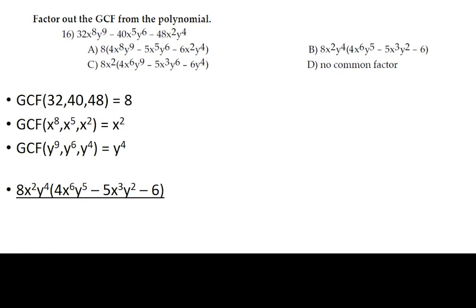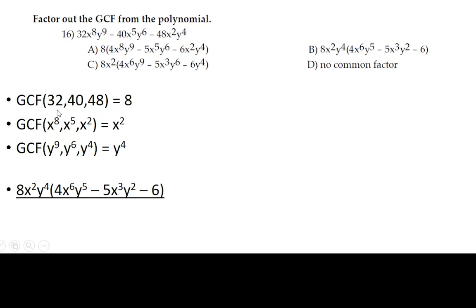We want to factor out the GCF from the polynomial 32x to the 8th y to the 9th minus 40x to the 5th y to the 6th minus 48x squared y to the 4th. In order to do that, we need to find the greatest common factors of the coefficients, then of the x's, then of the y's. When it comes to the x's and y's, the greatest common factor is simply the lowest power shown.